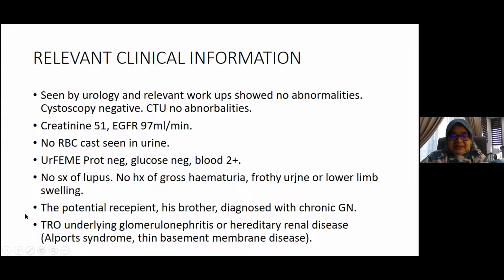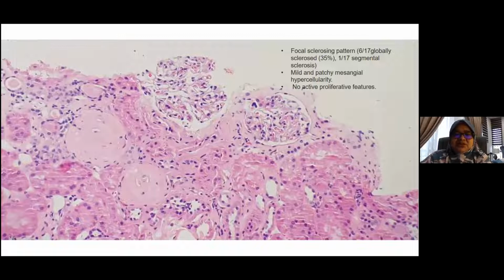Okay, so the brother was diagnosed to have chronic GN, but they do not know the primary cause. So they want to rule out any underlying glomerulonephritis or any hereditary renal disease like Alport's or thin basement membrane disease for this patient as part of the pre-transplant workup, because he had microhematuria. Okay, so these are some of the sections that we have from the histopathological examination.